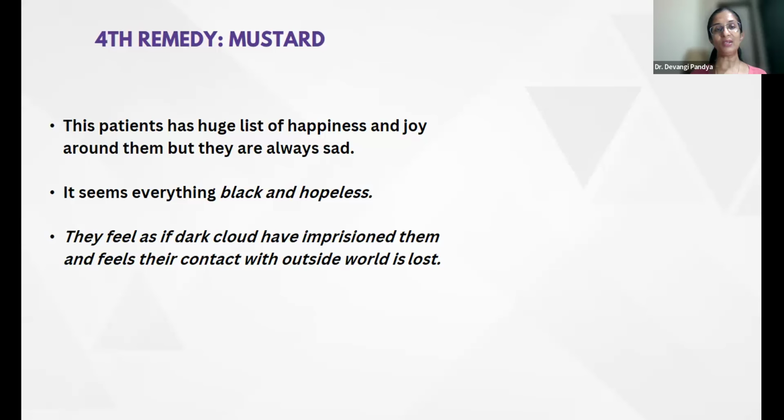It seems like black and hopeless, meaning there is nothing left for them. As if a black cloud has settled, as we have in our materia medica also. And they feel that their contact with the outside world is also not so good.